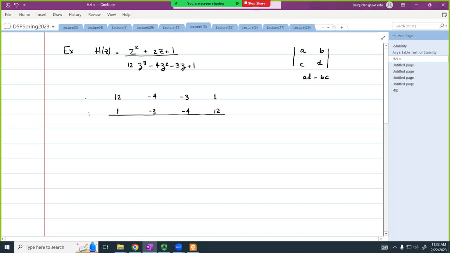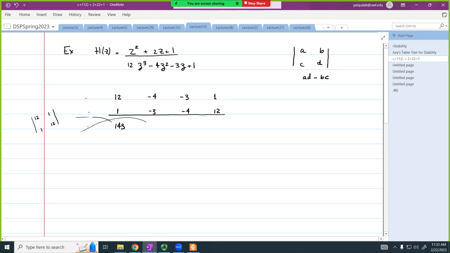So this is line 1, line 2, line 3. For line 3, we calculate the coefficients from the two lines above it. What goes in here? The determinant, which is going to be 12, 1, 1, 12. So I take this with this: 12 times 12, 144, minus 1 is 143. So this entry is 143.